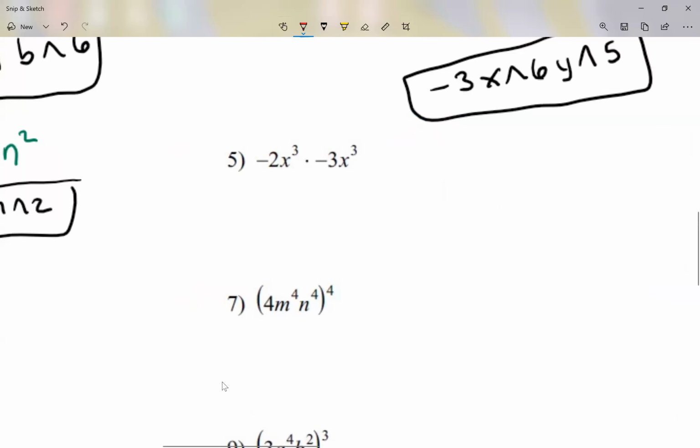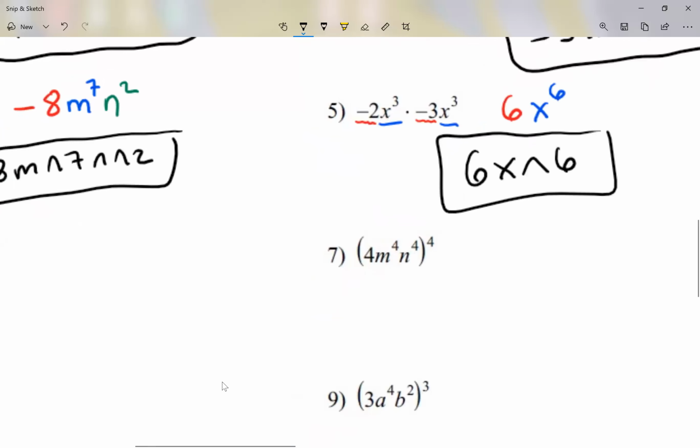Looking at number 5. When it comes to the whole numbers, -2 times -3. I know negative times negative is positive, so it gives me +6. When it comes to letters, I only have x to the third and x to the third. So that's going to give me x to the 6th because I must add my exponents. The way I'm going to type this will be 6x to the 6th.